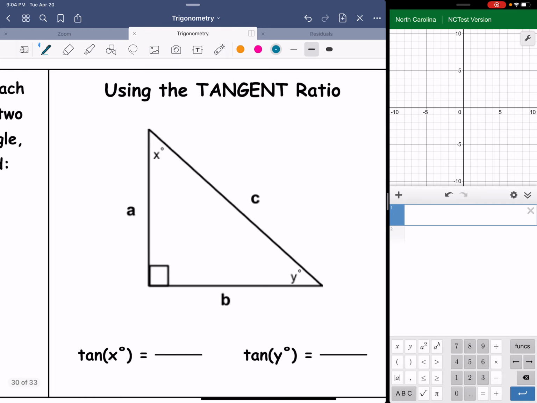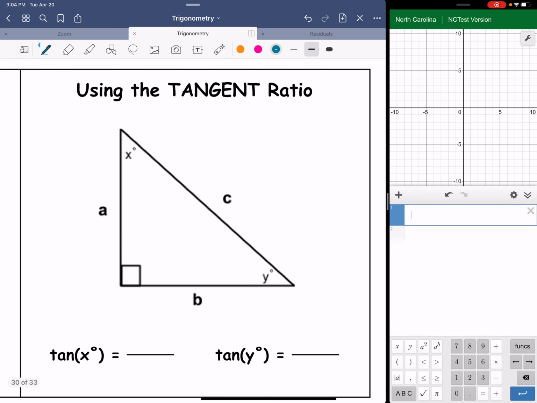Okay. Now we're going to go over to a pretty basic triangle, and we're going to look at the tangent ratio for angle X and then for angle Y. So for angle X, the tangent of X is going to be the opposite side over the adjacent. So again, we're going to go straight across to the opposite. So the opposite would be B. And the adjacent side is the side that forms the angle but is not the hypotenuse. So that would be A.